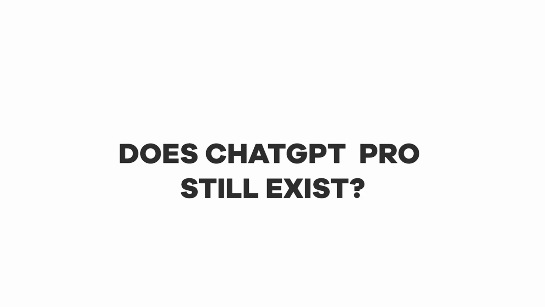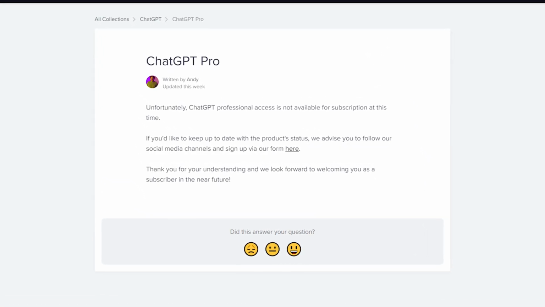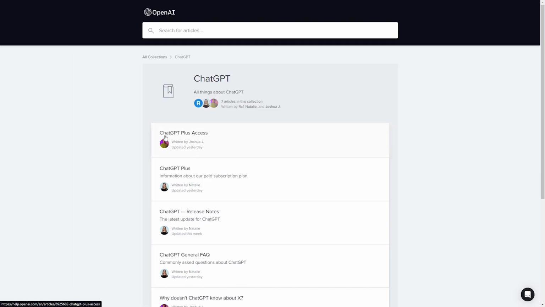So from the looks of things, OpenAI has totally disavowed and will not acknowledge that ChatGPT Professional was ever a thing. Basically, last week, if you checked on here, they would have a couple of articles, like one or two articles saying, ChatGPT Professional, sorry, if you want access, you'll just have to wait. That is totally gone. If you look now, it's just ChatGPT Plus, ChatGPT Plus Access.